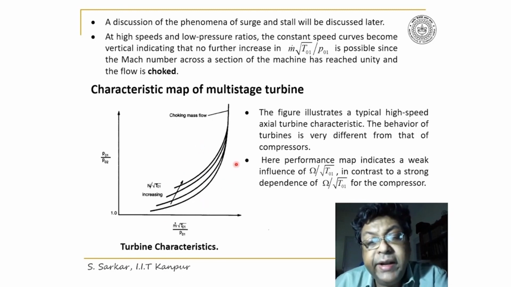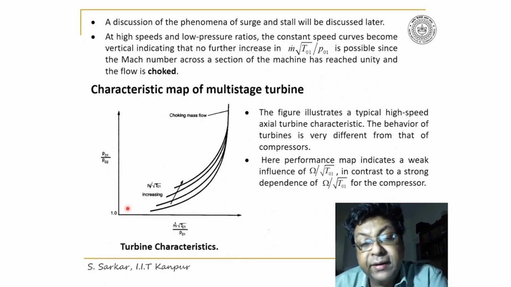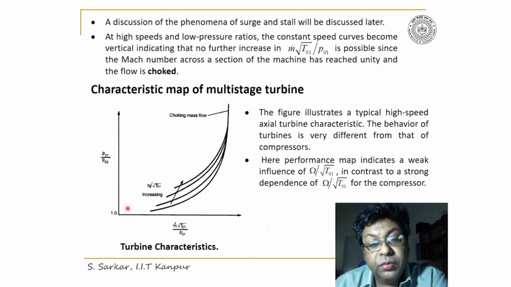Furthermore, at any operational speed after a certain mass flow rate, the characteristics curve becomes vertical. That means after a certain mass flow rate, if you change the pressure ratio, the mass flow rate cannot be enhanced, indicating that the flow has been choked.